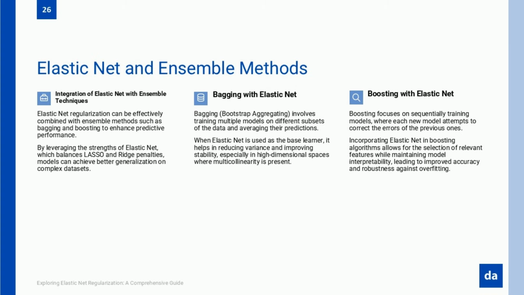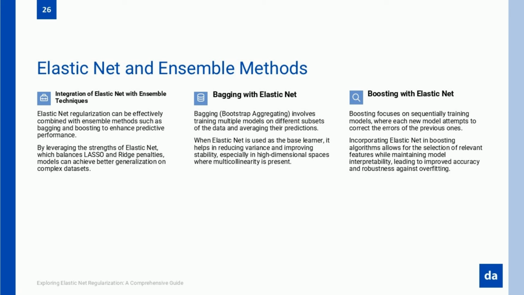Sometimes a single model isn't enough. Even the best Elastic Net model has its limits. It assumes a linear relationship between variables and can struggle with highly complex, nonlinear patterns. That's where Ensemble Methods come in. By combining multiple models, we can improve accuracy, stability, and generalization, creating a more robust predictive system.